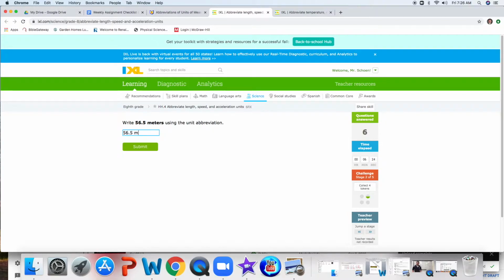56.5 meters. All right, get it. The last one, our acceleration units. Kilometers per hour. So we're writing this as a rate, which is also in our description and measurement portion in this chapter. 77 kilometers per hour. I would write kph.